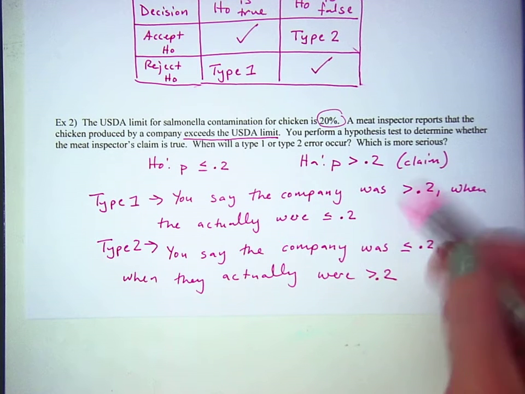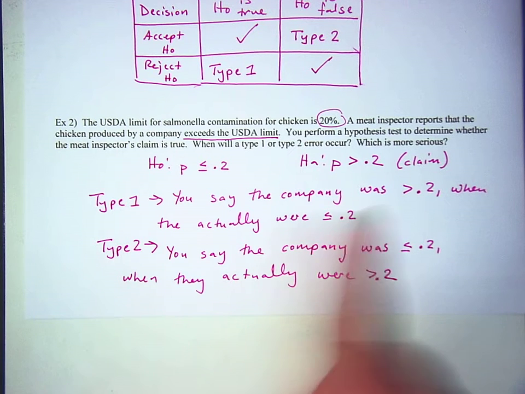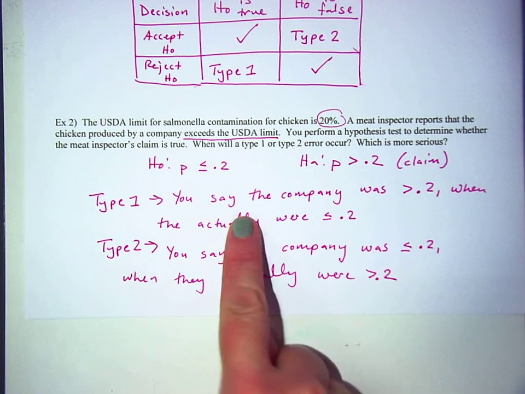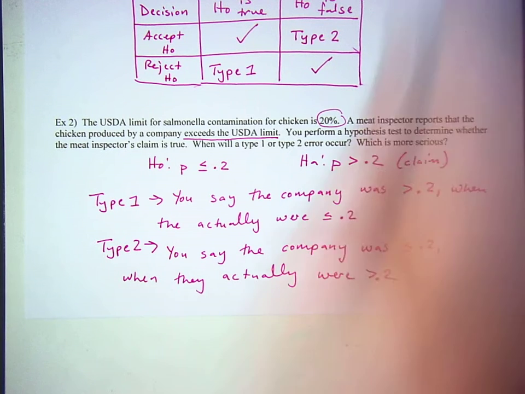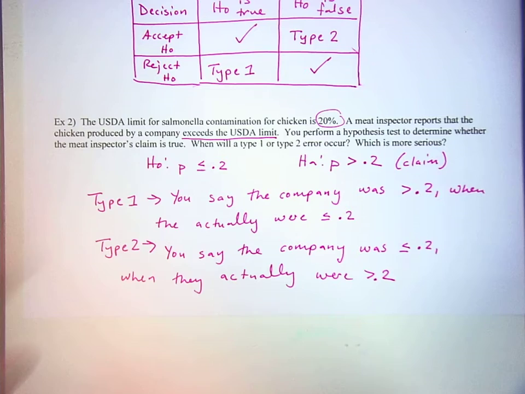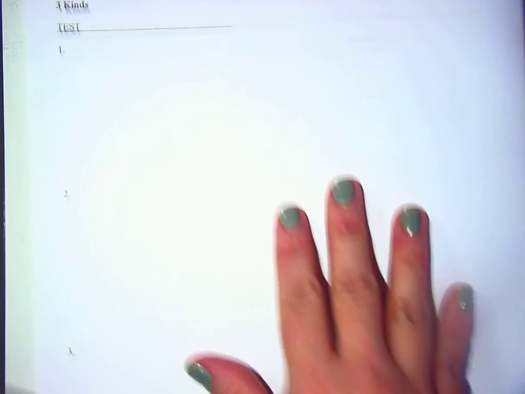Okay, so which one's worse? If you say that the company is greater than 0.20 or 20% when they actually were less than or equal to 20%, what that means is you probably just shut down that business for a while. That's bad for the business. Type 2, you say that the company was less than or equal to 0.2. They were actually greater than 0.2, which is bad for everybody. That could kill people. So again, a type 2 error is a little bit more serious on this one. Salmonella and poisoning, kind of important.